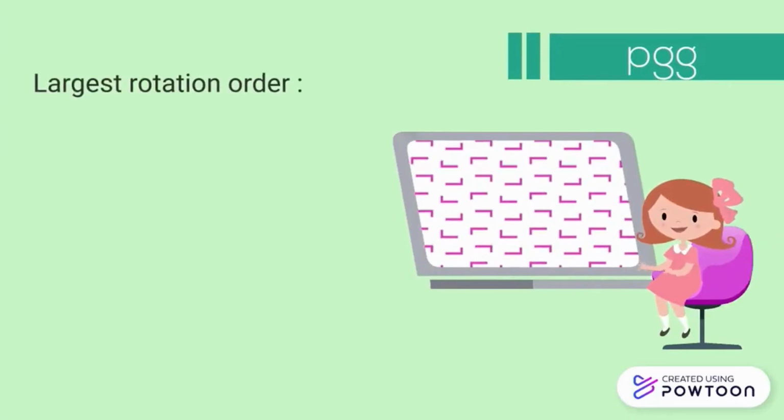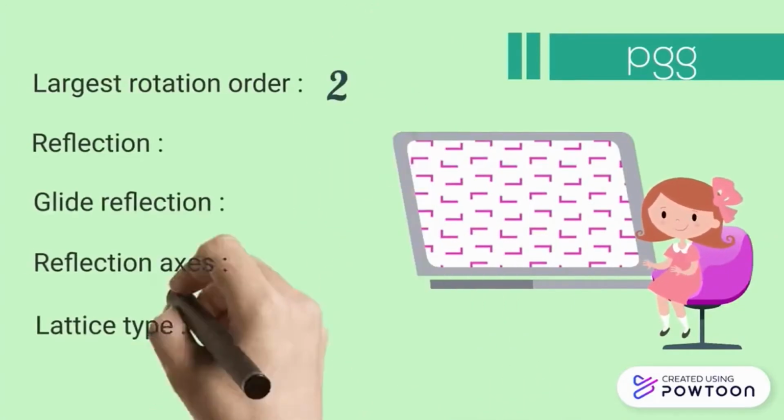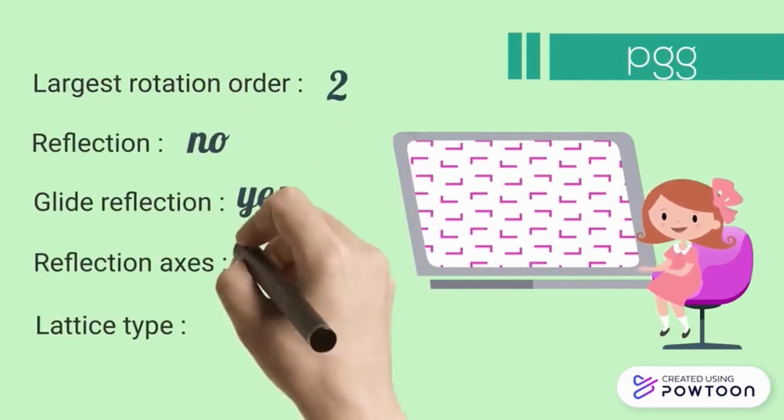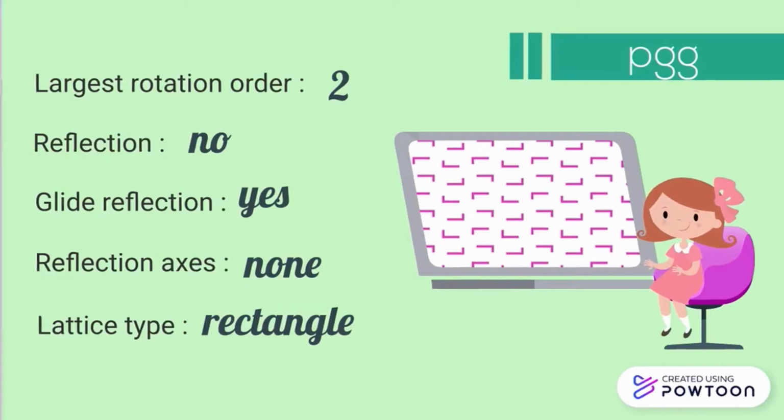The PGG's largest rotation order is 2, and it contains no reflections, but it has glide reflections and half-turns. There are perpendicular axes for the glide reflections, and the centers of the rotations do not lie on these axes. And again, the lattice is rectangular.